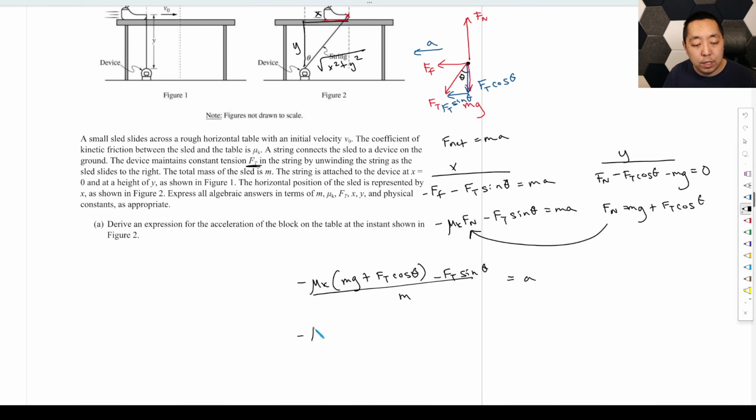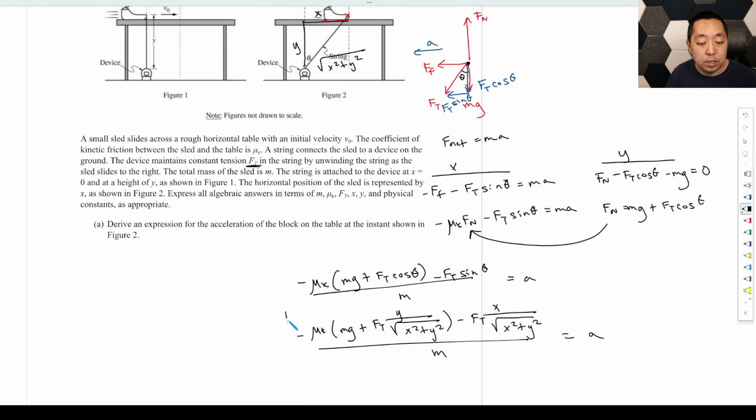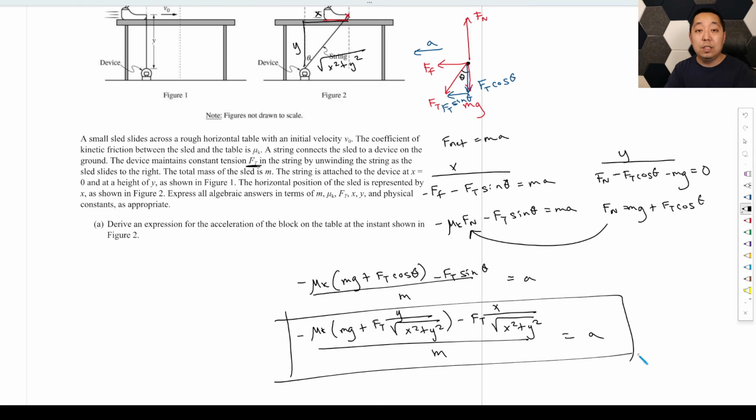So this is going to be minus mu k, and I'm just going to put a minus mu k mg plus ft, and then for cosine theta, we're going to say y over the square root of x squared plus y squared minus ft, and then sine theta is going to be opposite over hypotenuse, so that's going to be x over square root of x squared plus y squared. All of that divided by m, and that's going to be your acceleration, right? So the math got involved, but the process was pretty much standard, right? Everything we talked about in those steps are pretty standard there. Then the math gets a little involved, but there's that.